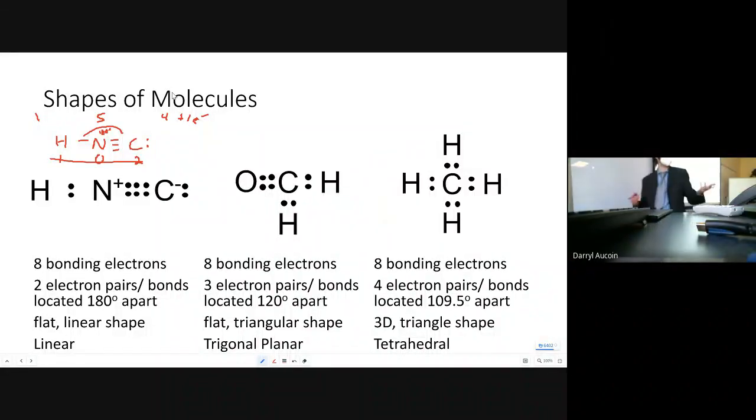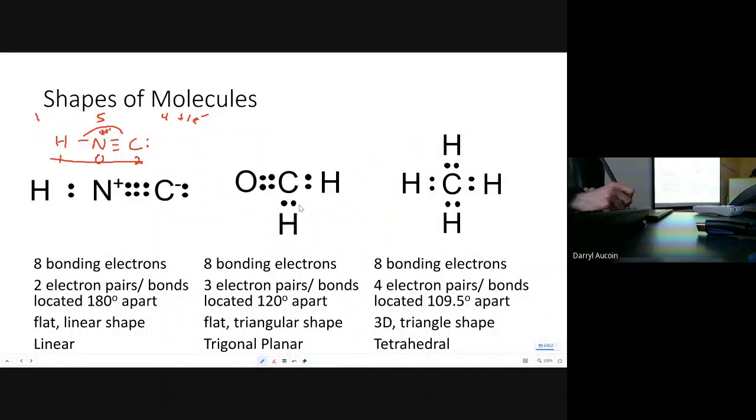We could do this for this other molecule too. We would look on our periodic table. Oxygen is in the 6 dot club. So oxygen's supposed to have 6 dots. Carbon's supposed to have 4. Hydrogens have 1. And there's 2 of them. So we should have 12 dots total.